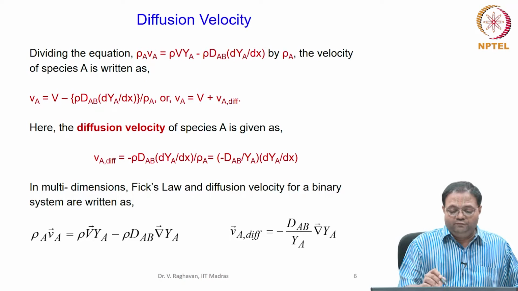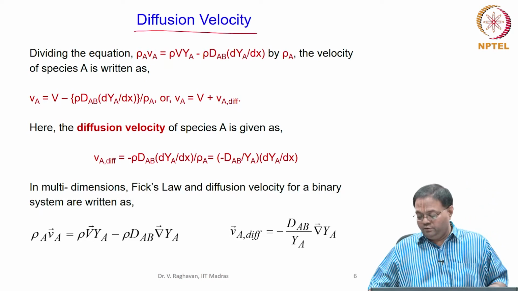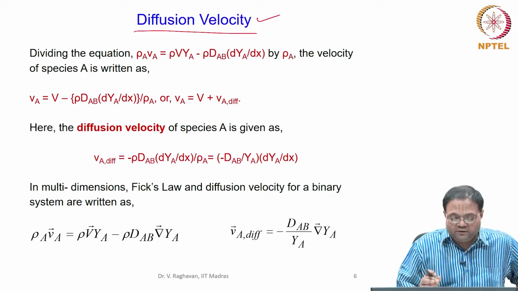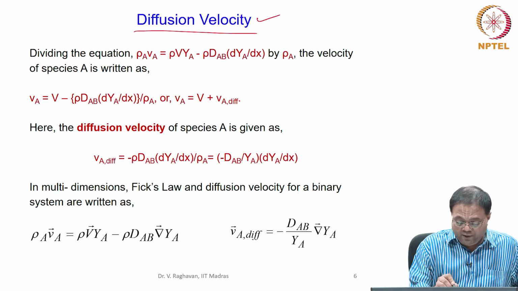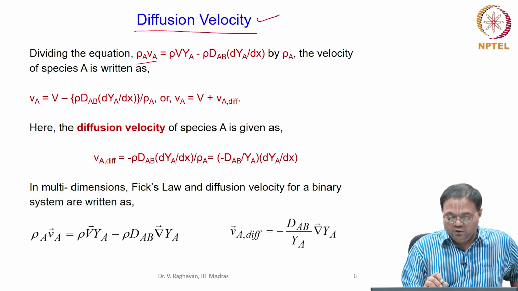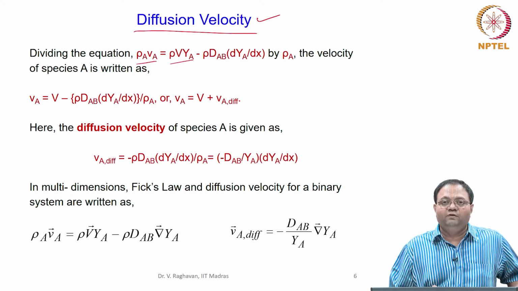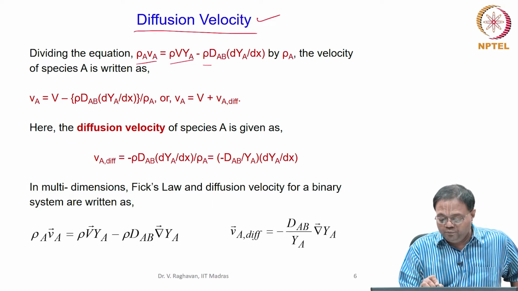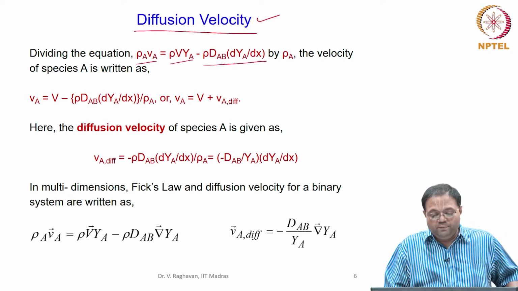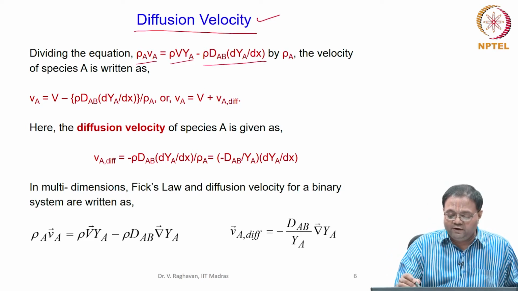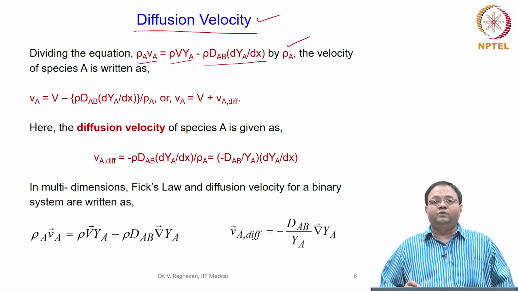Okay, now we will define what is called diffusion velocity. So we take Fick's law again. The net flux of A in the x direction, rho A V A, is written as the mass flux associated with the bulk flow, rho, the mixture density, times V, the velocity of the mixture, times Y A, minus rho D A B dY A by dx.